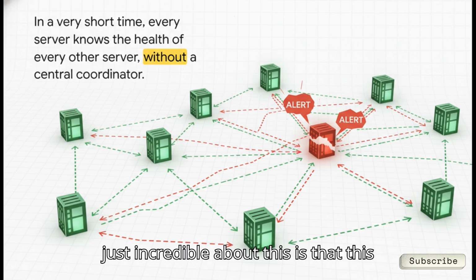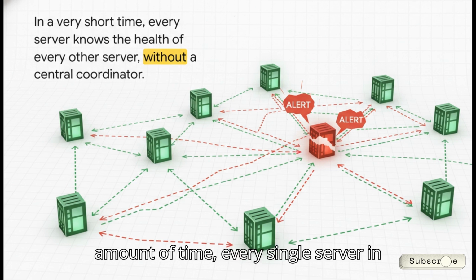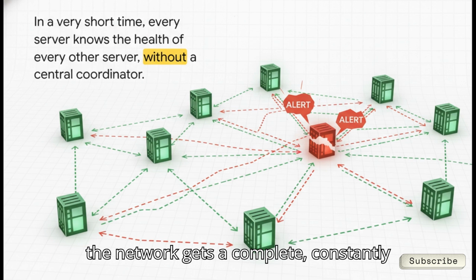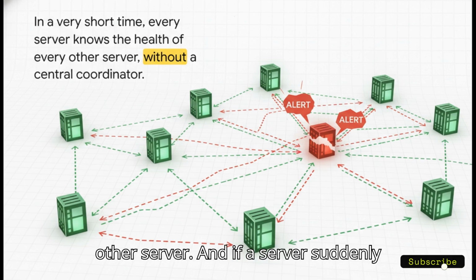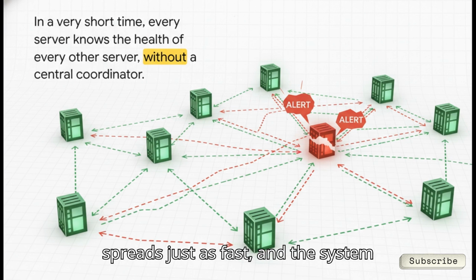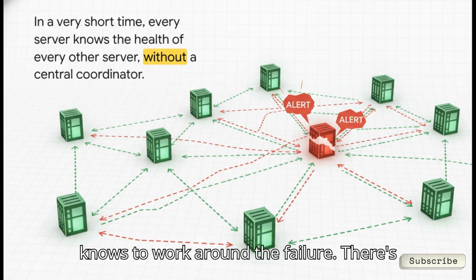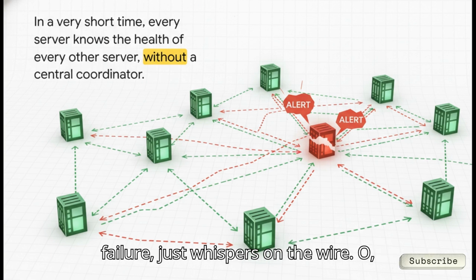What is just incredible about this is that this seemingly random, decentralized chatter is insanely efficient. In a shockingly short amount of time, every single server in the network gets a complete, constantly updating picture of the health of every other server. And if a server suddenly stops gossiping, well, that silence spreads just as fast, and the system knows to work around the failure. There's no central boss, no single point of failure, just whispers on the wire.